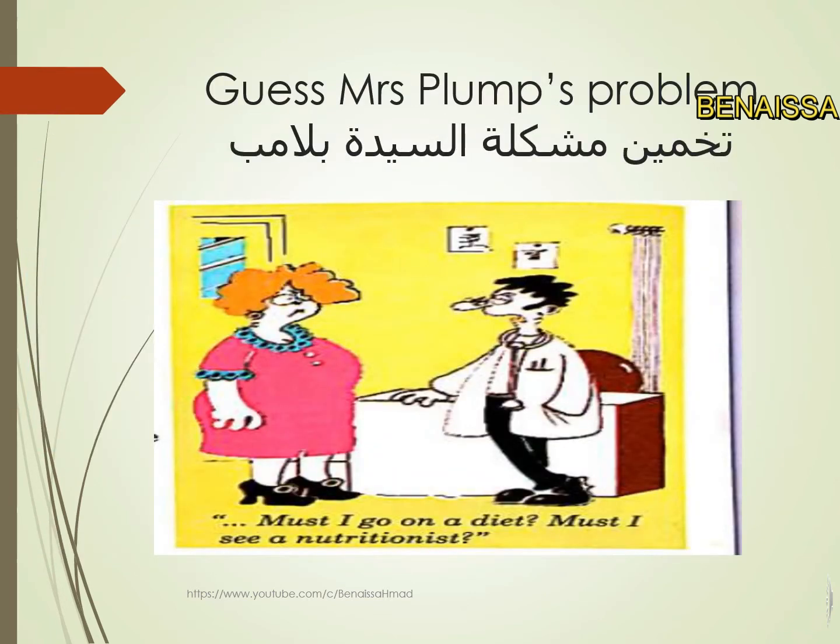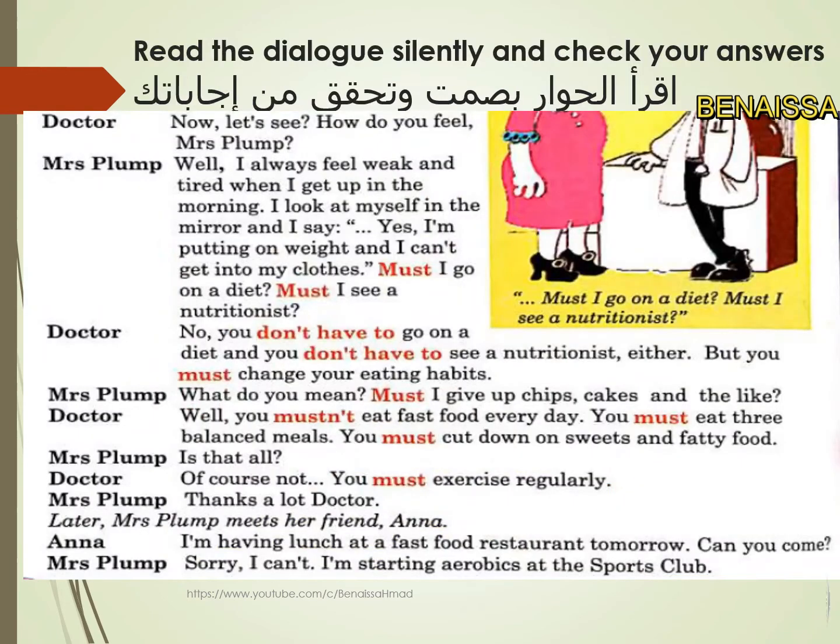Now let's start by guessing Mrs. Plump's problem. نحاول نلاحظوا الصورة ونتوقعوا على ماذا سيكون ما هو مشكل السيدة بلام. Let's start. Here, try to read the dialogue silently and check your answer. نحاول نقرأ الحوار بشكل صامت. نقوم بمقارنة بين الأجوبة التي أو التوقعات التي توقعنا والجواب المناسب انطلاقا من قراءة الحوار.